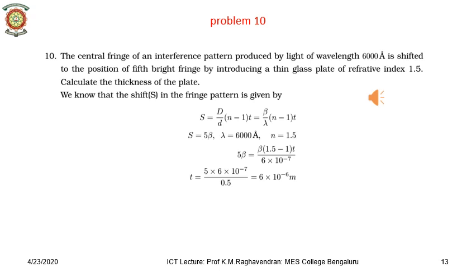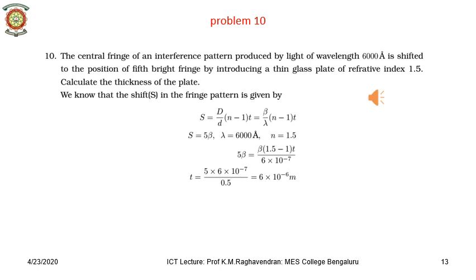So now going back to the first sentence, it says the central fringe of an interference pattern produced by light of wavelength 6000 angstrom. So lambda is 6000 angstrom unit, shifted to the position of the fifth bright fringe. Hence, the shift S is equal to 5 times beta. This is what you have to really understand. The rest is simple. And you are introducing a glass plate of refractive index 1.5. Find the thickness of the plate.